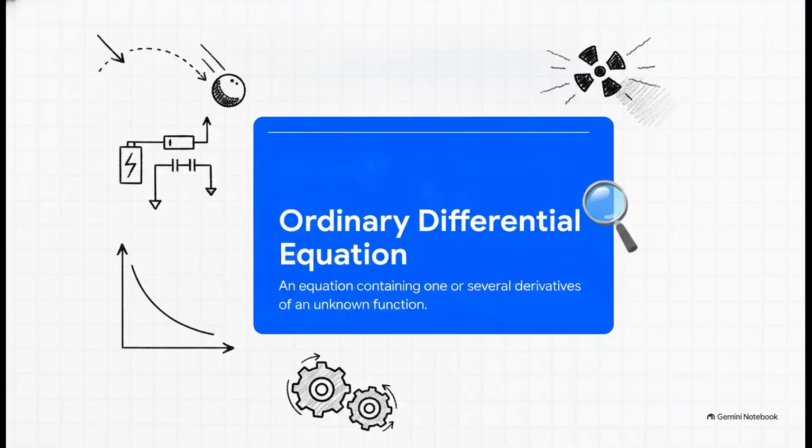In engineering, the phenomena we observe every day, whether that's the velocity of a falling object, the flow of electric current through a circuit, or the decay of a radioactive substance, are entirely dynamic. They're constantly changing. And because they're changing, they are perfectly described by an ordinary differential equation, or an ODE. Simply put, an ODE is just an equation that relies on the derivative of a single independent variable, which is usually time, to capture that exact rate of change.